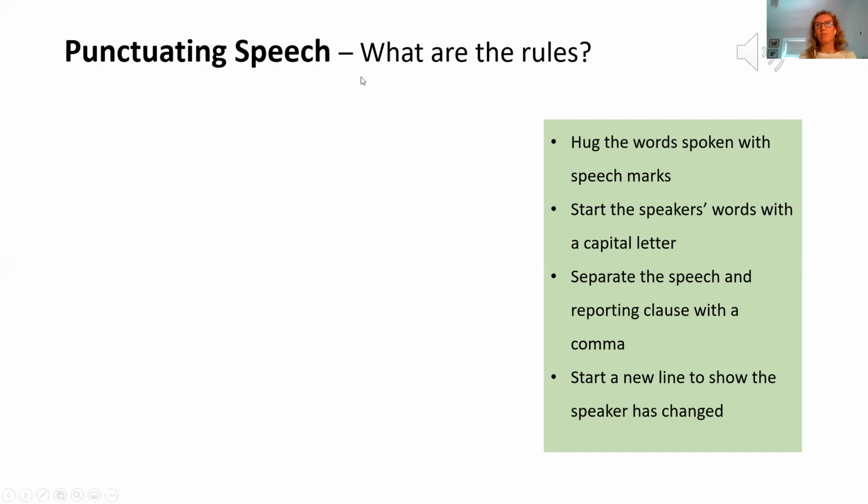So if you now pause the video and read through those 4 rules to help you understand what they are. Good, well done Year 3. If you've read through those and you've understood them.